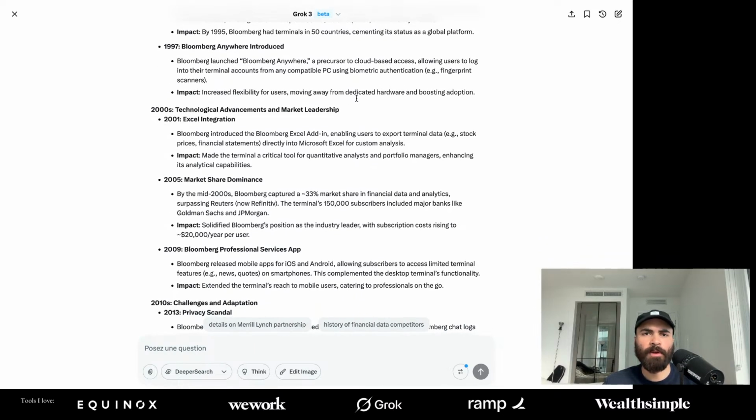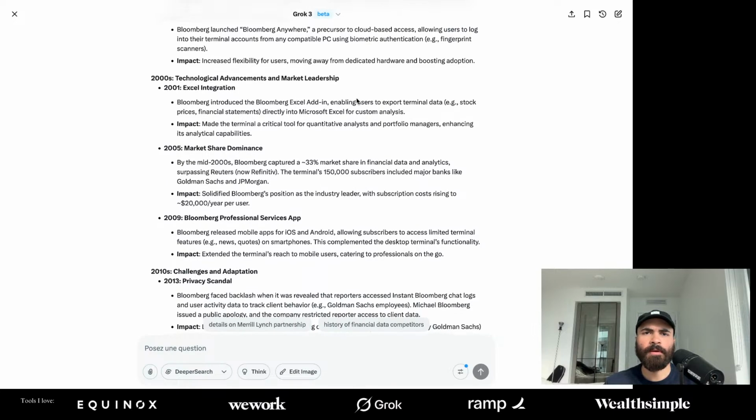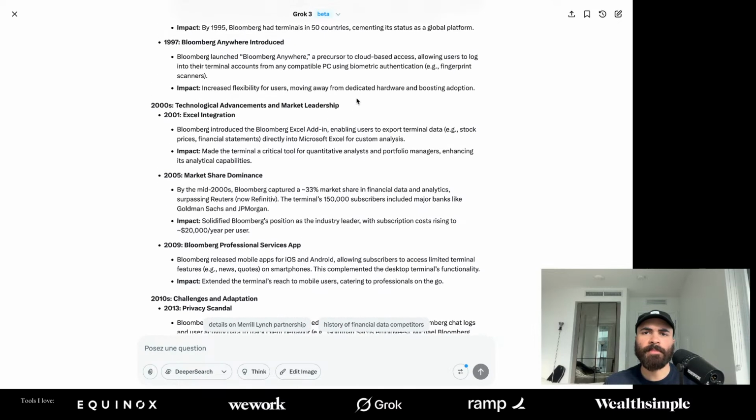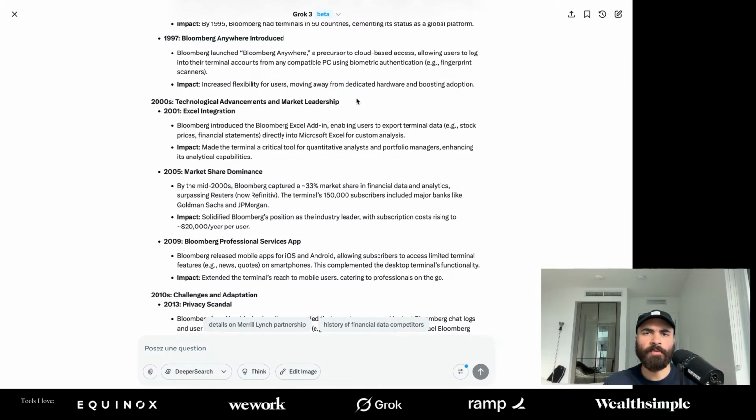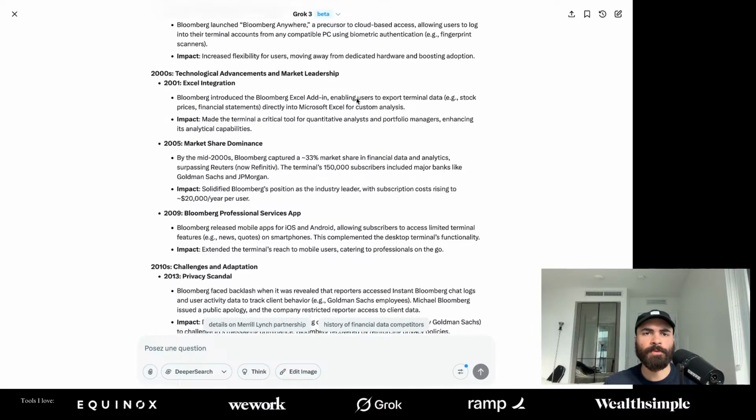97, Bloomberg Anywhere introduced. A precursor to cloud-based access, allowing users to log into their terminal accounts from any compatible PC using biometric authentication. Fingerprint scanners. Wow. Any compatible PC using biometric authentication. Anywhere. Increased flexibility for users, moving away from dedicated hardware and boosting adoption.